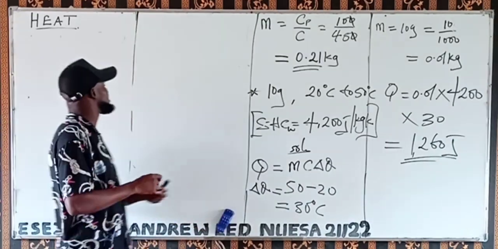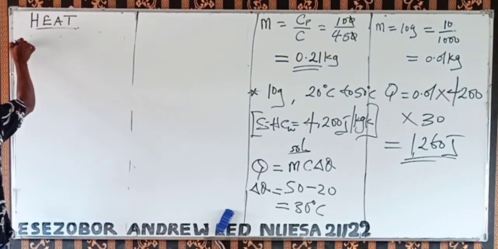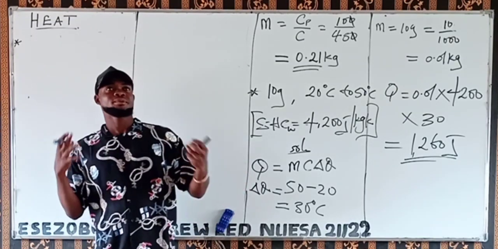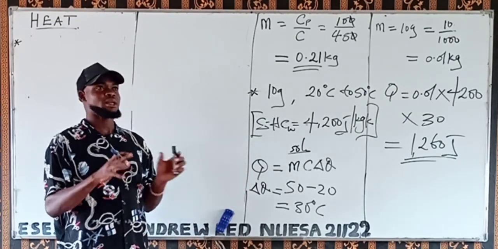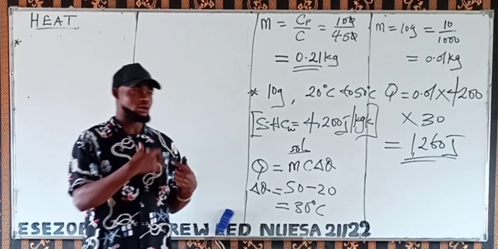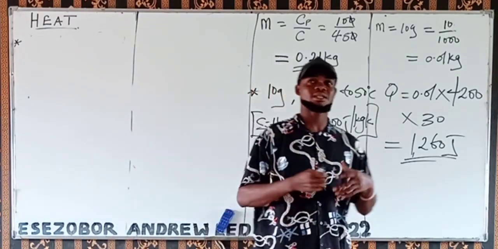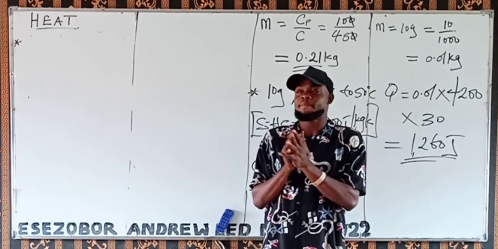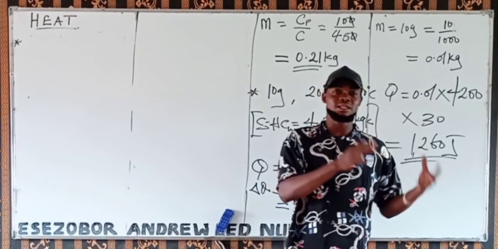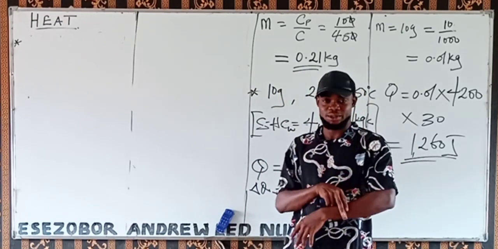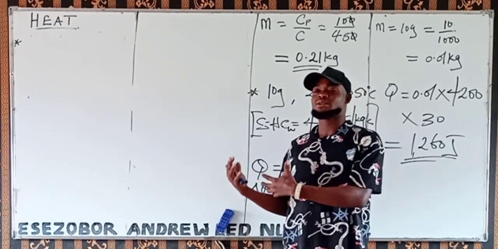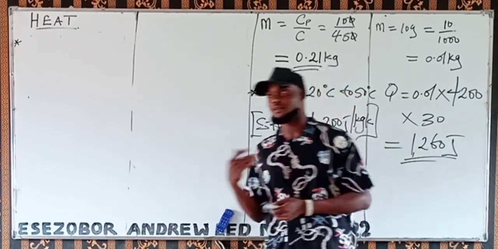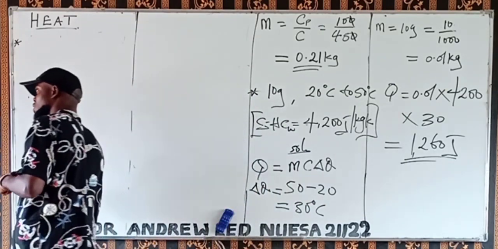Now, method one, electrical method. When measuring the specific heat capacity of a body, there is a particular law we are going to follow, which is that the heat loss by a body must be equal to the heat gain by an equivalent body. So, if a body is losing heat, another body will be gaining the heat. That is the rule we are going to be following here. Heat loss is equal to heat gain.